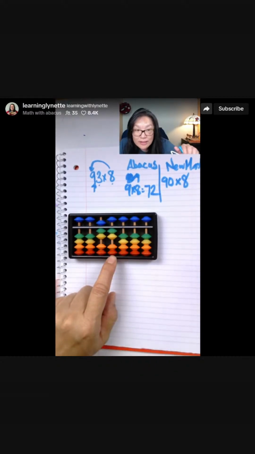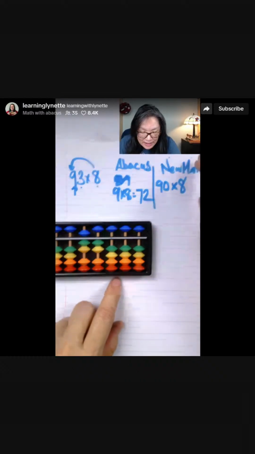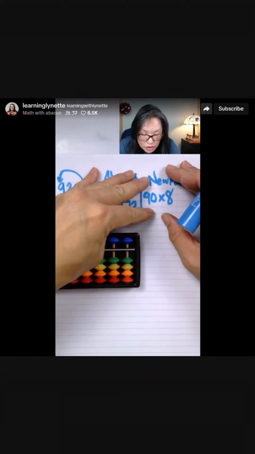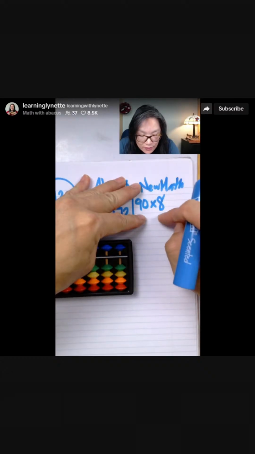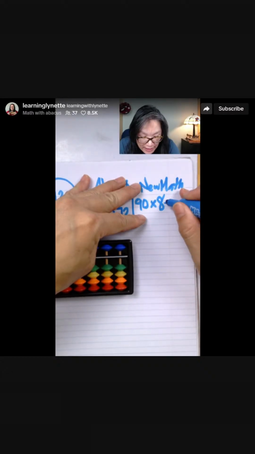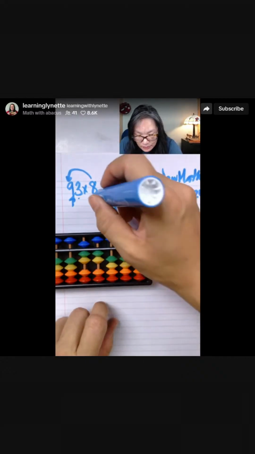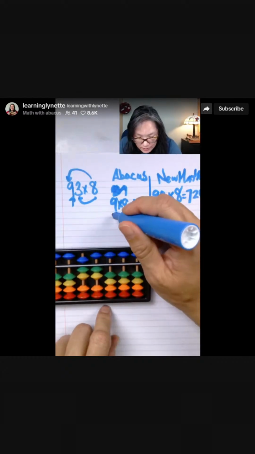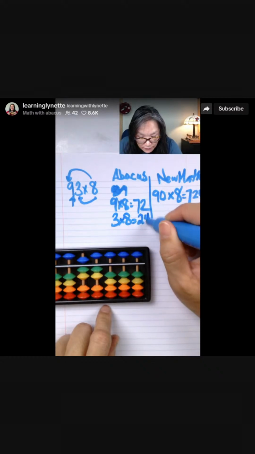In new math, we're doing abstract still. So they're trying to put information on this. This is still very abstract if you think about it. So they have to write 720. Now what's next? I'm going to do 8 times 3. 3 times 8 is what? 24. It's the same, right? I add my 2, I add my 4.